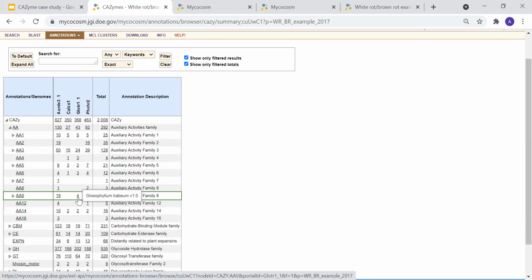However, as we discussed before, white rot and brown rot fungi don't exist in a dichotomy. And there are instances in which brown rot fungi might possess enzymes that we previously thought were typical of white rot fungi.